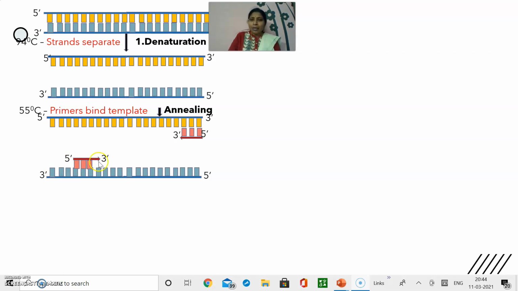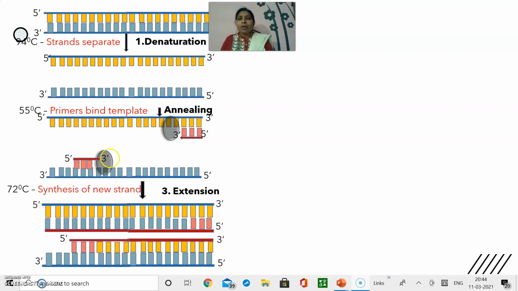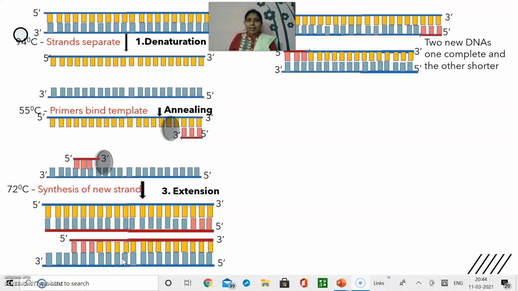If this happens, after this the Taq polymerase comes and attaches to the primer. It will take the 3' OH group, form the phosphodiester bonds between the nucleotides and continue the chain elongation, forming two DNA molecules of two different sizes. One is a complete DNA, and the other is a shorter DNA. If in the next cycle the DNA with the flanking sequence participates, those two act as templates. One will be a shorter one and the other will be the longer one.